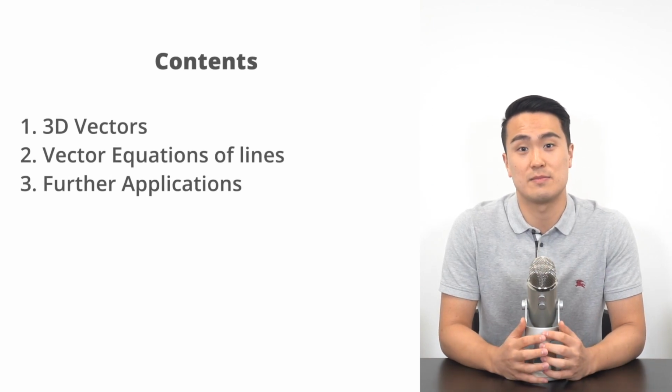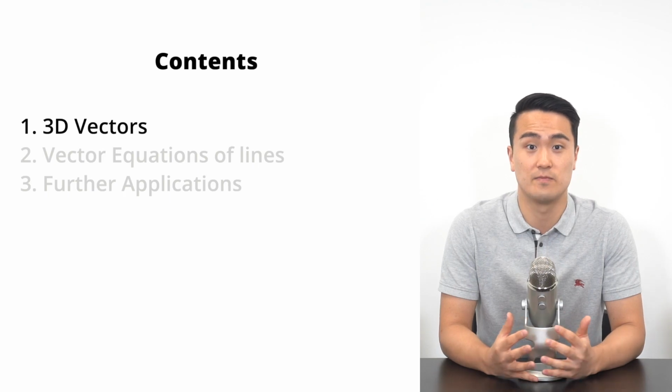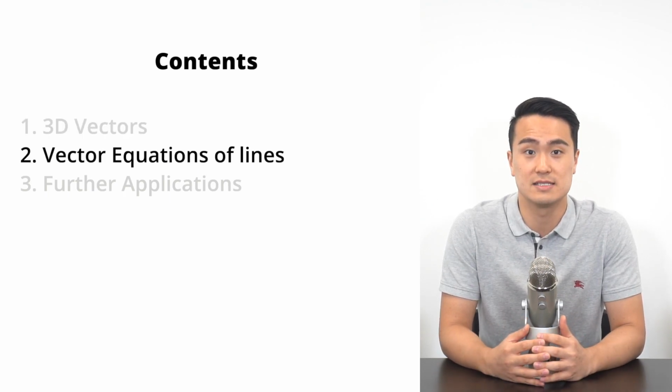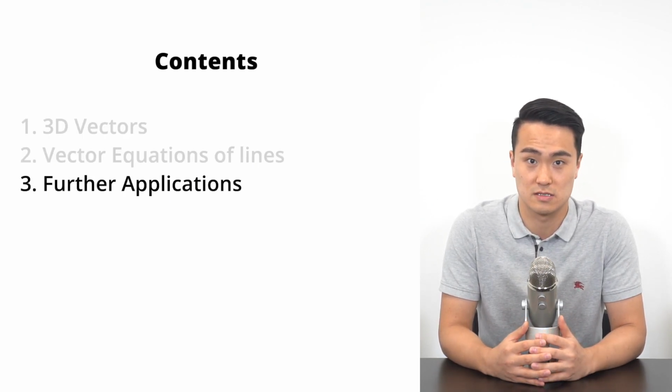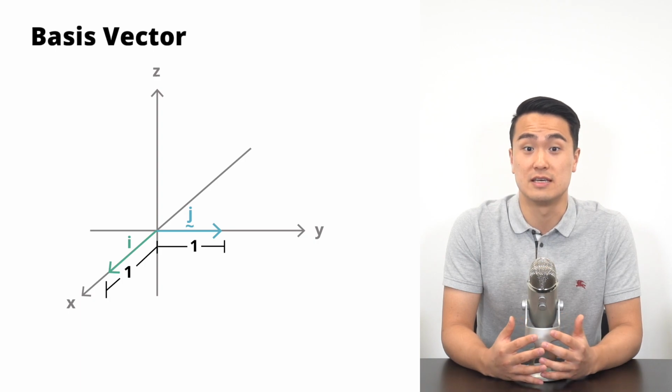So in this episode, we'll be covering 3 major topics. 1. 3D vectors. 2. Vector equations of lines. And 3. Further applications. The awesome thing about vectors is that the properties of vectors in 2 dimensions generalize really nicely into 3 dimensions. Our basis vector in the 3rd dimension is k.